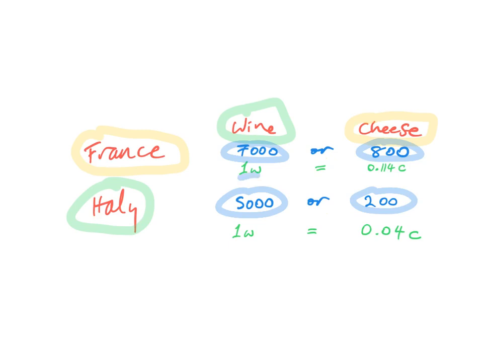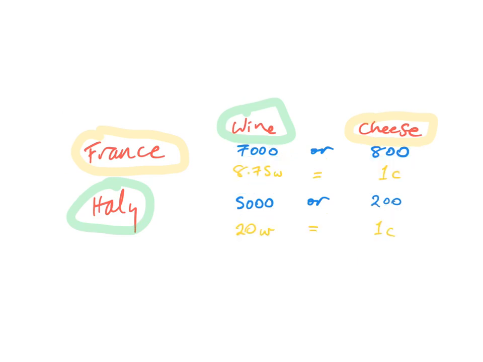So one bottle of wine that France produces, the opportunity cost, what it gives up is 0.114 units of cheese. All I did is I divided both numbers by 7,000. While 1 unit of wine for Italy, what Italy sacrifices is 0.04 units of cheese. Who has a lower sacrifice? Italy. Therefore, Italy has a comparative advantage in wine.